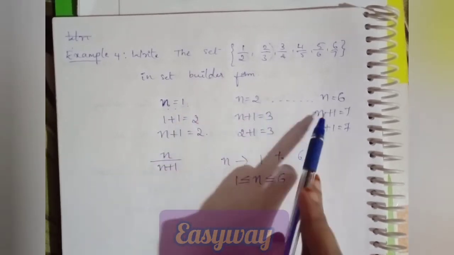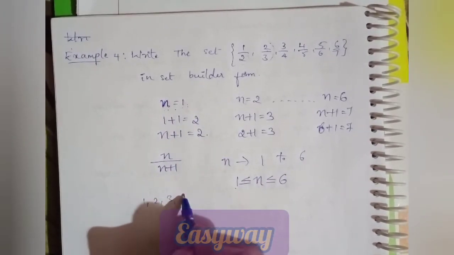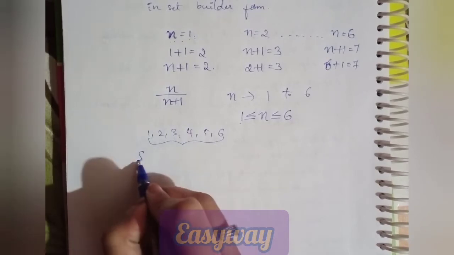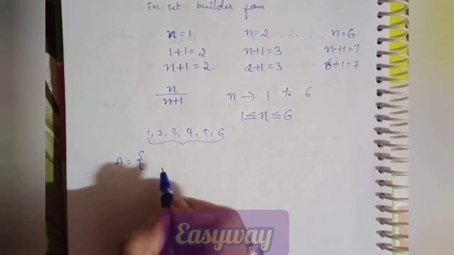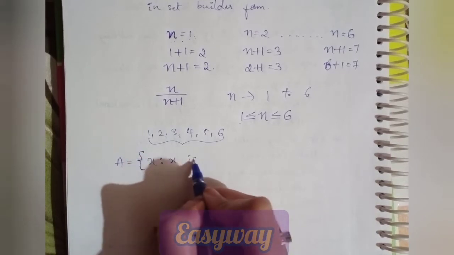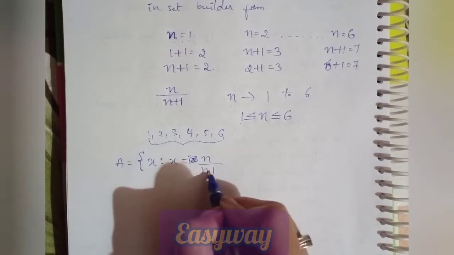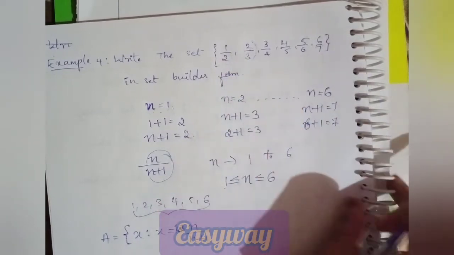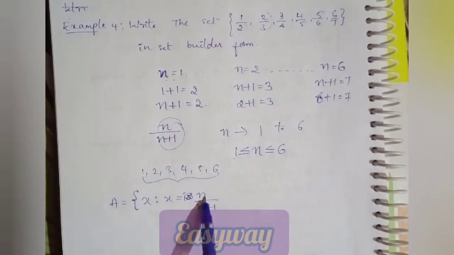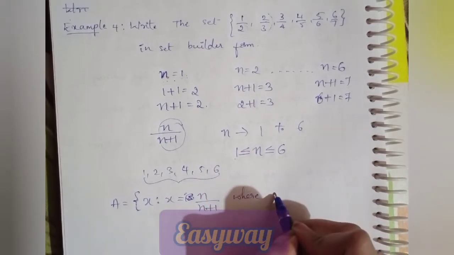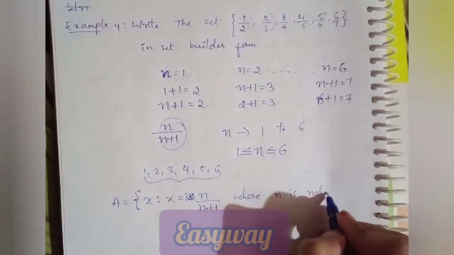Now what is n here? n is 1, 2, 3, 4, 5, 6. These are all natural numbers. We can write this set in set builder form as set A equals x such that x equals n divided by n plus 1. These are all in the form n divided by n plus 1. So x is n divided by n plus 1, where n is a natural number, right?